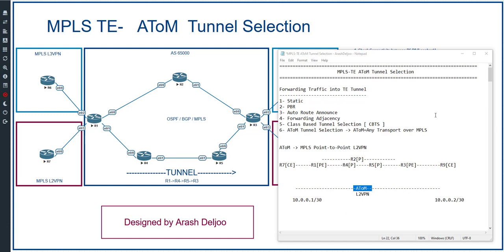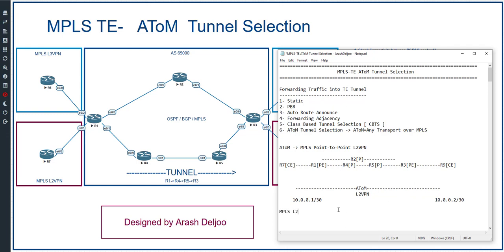I'm going to configure the AToM, but I'm not going to talk about the detail of AToM in this course because AToM is beyond the concept of this course. You can watch my video about the layer 2 VPNs or MPLS layer 2 VPNs, and because of that, in this course we are only going to use the AToM, not talking about the detail of any transport over MPLS.